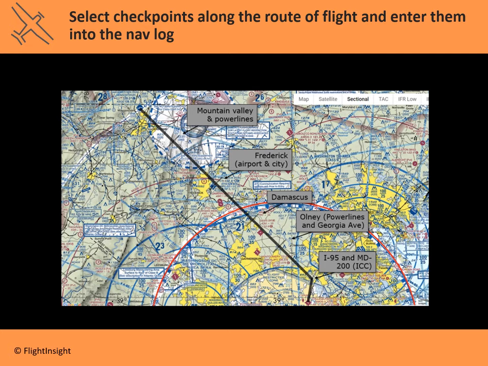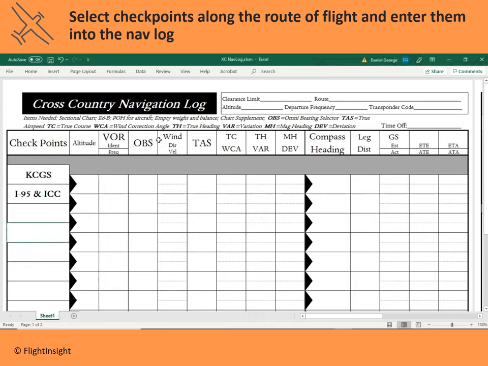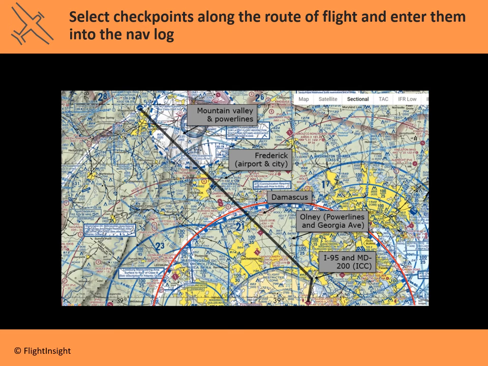All right, so now that we've got these, we can put the rest of these checkpoints into our nav log. So we already got I-95 and the ICC. The next one was going to be Olney, and then we said that was where that road, which is Georgia Avenue, intersects with the power lines. And then just to remind you what that is, here that is right here.